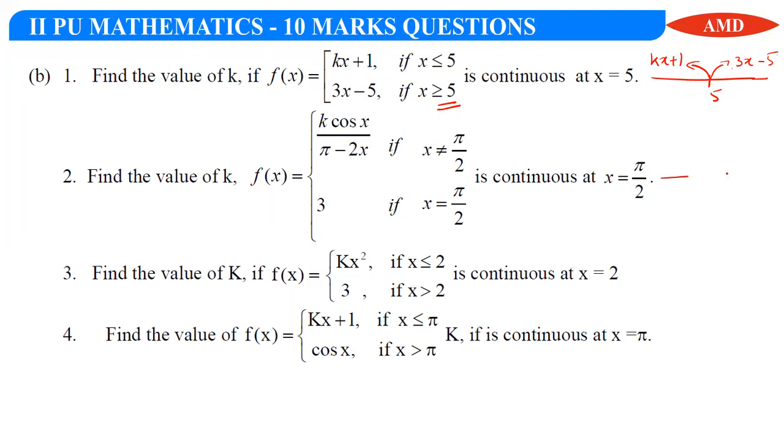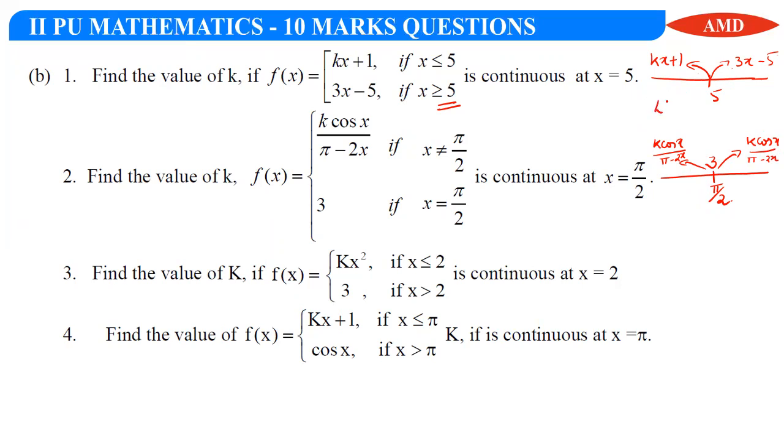But in the second question you see, the function has been split at pi by 2. At pi by 2, the function has been defined as 3. And on one side, the function has been defined as k cos x divided by pi minus 2x, and on the other side also, the same thing, k cos x divided by pi minus 2x. So the function is the same on either side. So what must be the condition that we should use in the first case?